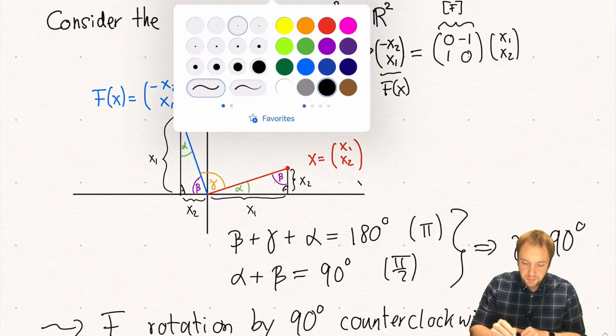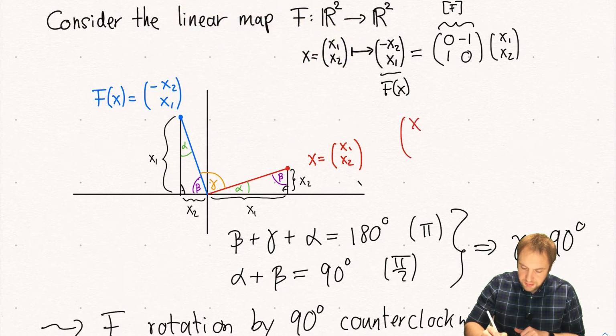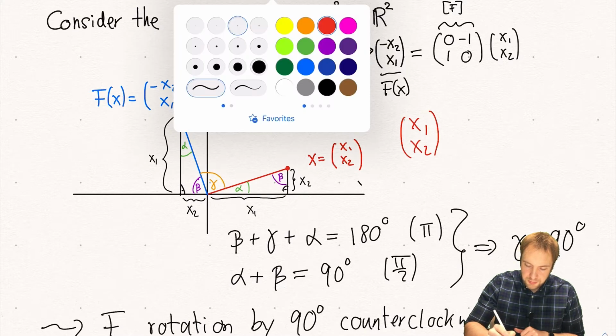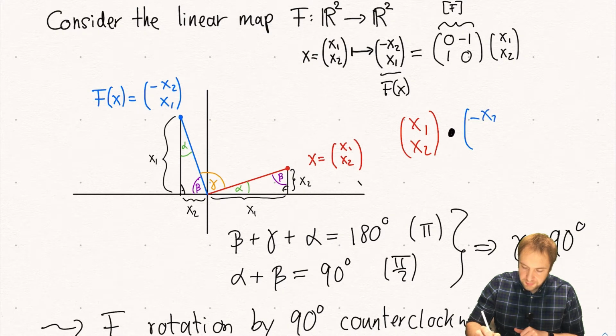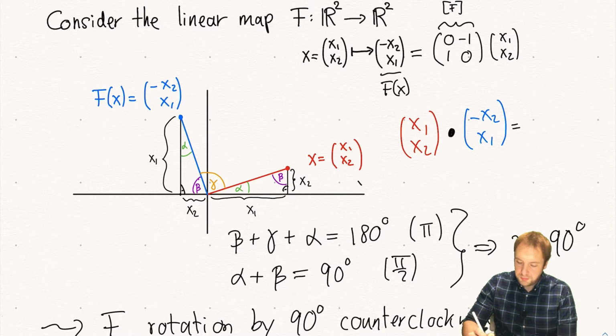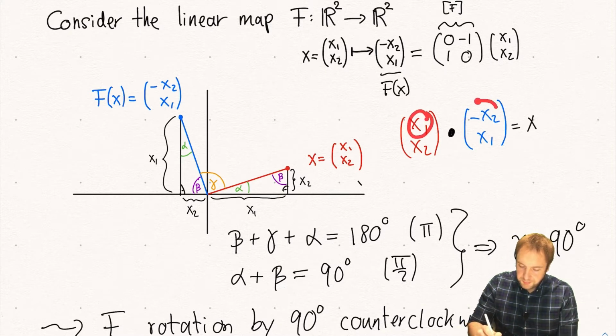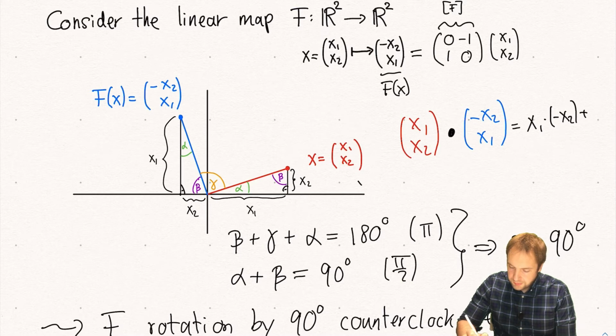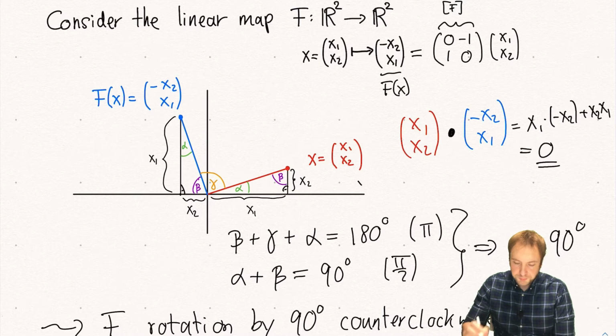Because here, what is the dot product of x1, x2 with this minus x2, x1? Well, by definition the dot product is this entry times this entry plus this entry times this entry. So here it's x1 times minus x2 plus x2 times x1. Well, in this we see here is 0. So in this case actually the dot product is 0 and therefore they are orthogonal.